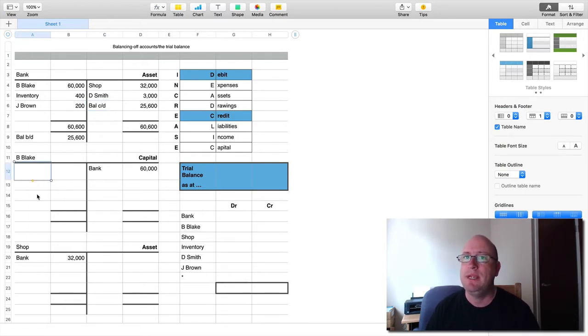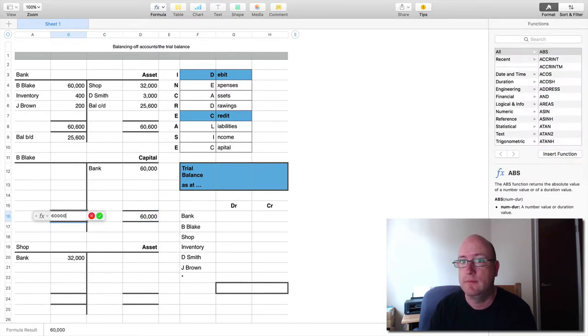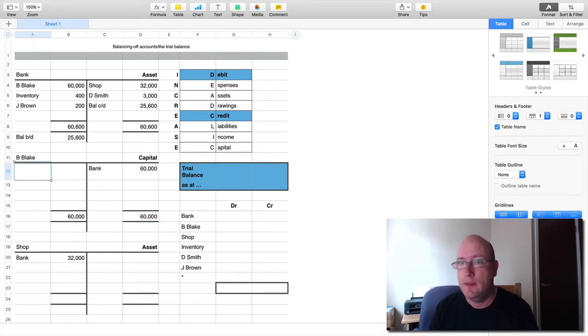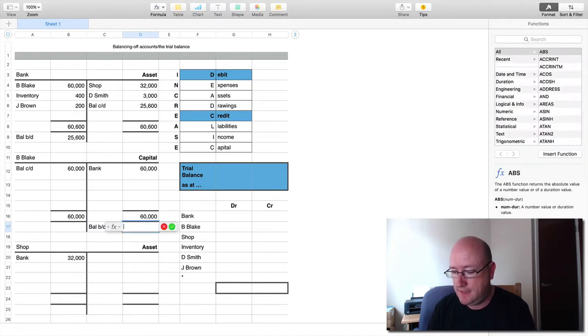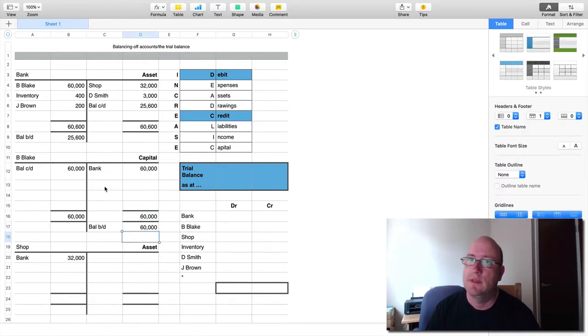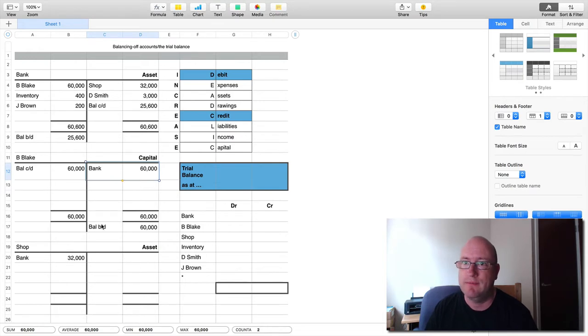Now on the B Blake capital account here, you see we've only got one figure. So we know that that side's got to equal 60,000, as has this side, the debit side. So we therefore know the balance carried down has to be in the debit side. So we're going to say balance carried down 60,000. And then we're going to bring that balance down. We're going to carry it down and bring it forward. And that's 60,000. So the capital account was 60,000 credit. Nothing's happened, so it's still a £60,000 credit.